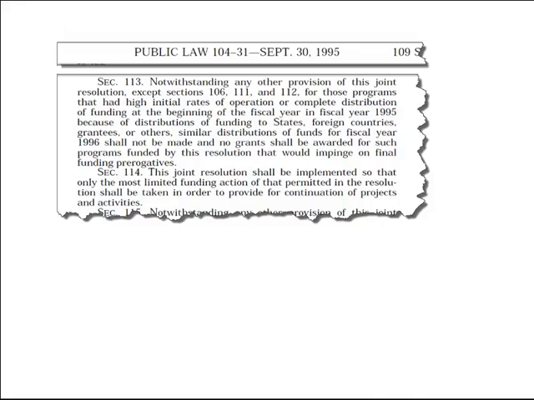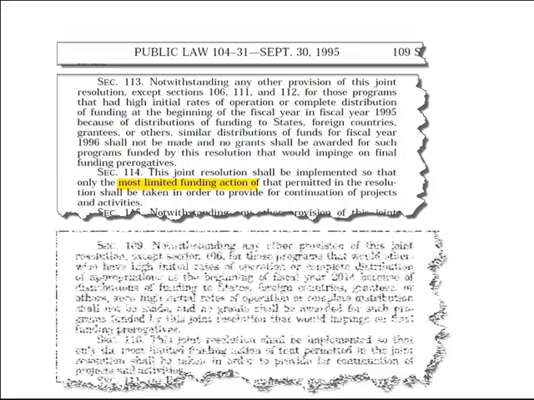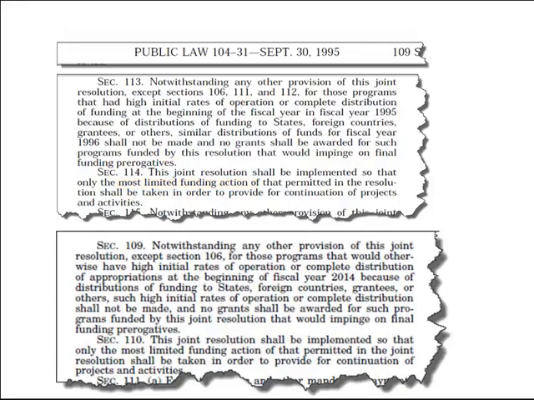In fiscal year 1995, however, Congress added language to prevent high initial rates of operation that would impinge on final funding prerogatives. And they felt the need to tell us to take the most limited funding action in implementing the CRs. The language continues in the most recent CR. This language is the primary reason why OMB has such strict rules for apportionment of funds under a CR.